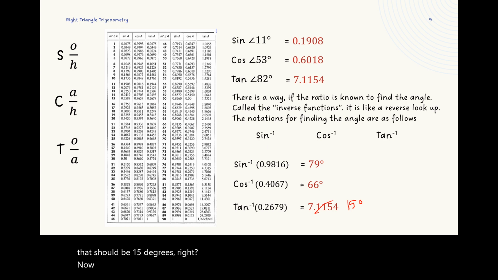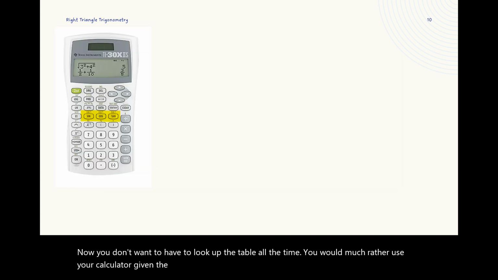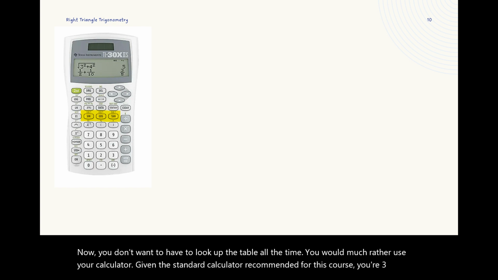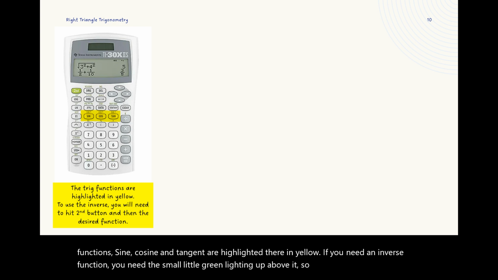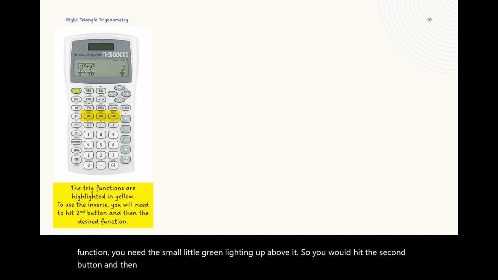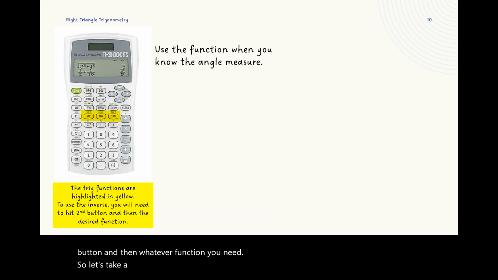Now, you don't want to have to look up the table all the time. You would much rather use your calculator. Given the standard calculator recommended for this course, your 3 trig functions, sine, cosine, and tangent, are highlighted there in yellow. If you need an inverse function, you need the small little green lighting up above it. So you would hit the second button and then whatever function you need. So let's take a look at using the function when you know the angle measure.